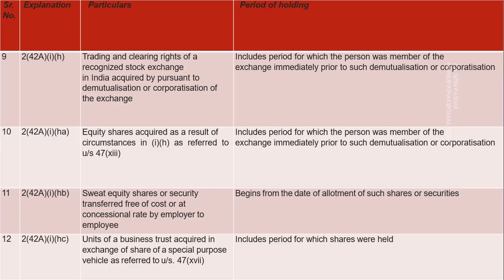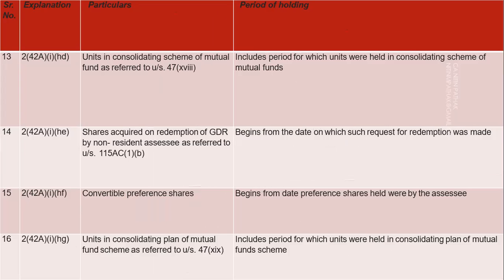Section 2(42A)(hc), unit of a business trust, I am not going into that. Section 2(42A)(hd), unit in a consolidating scheme of a mutual fund as referred to in section 47(xvi)(18). This I have covered. The unit 64 converted into unit 2000. The period of unit 64 would also be considered in the case of consolidation of the scheme.